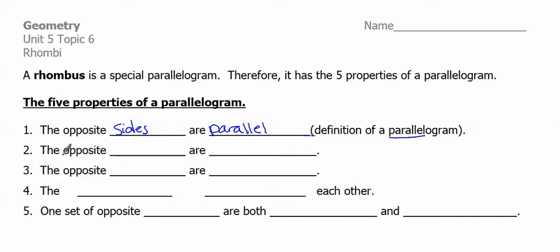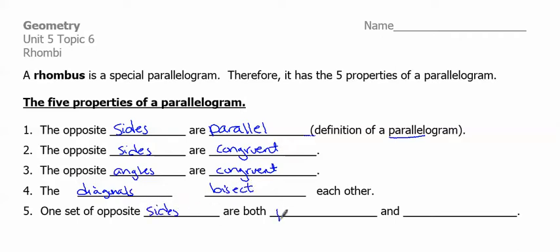So when we make the sides parallel, 4 new interesting things happen. Opposite sides become congruent. Opposite angles also become congruent. The diagonals are going to bisect each other, and one set of opposite sides are both parallel and congruent. So let's go ahead and look at the new rhombi and what the definition is.